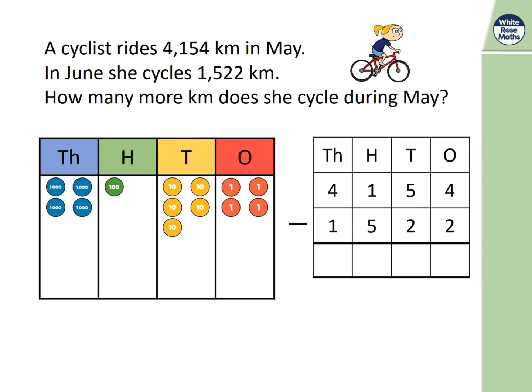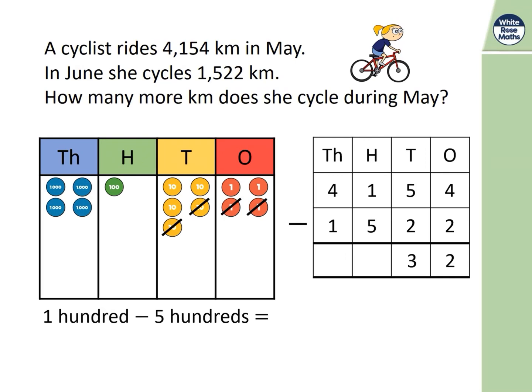So we're going to start with the ones. We're going to have 4 ones subtract 2 ones is equal to 2 ones. We're going to have 5 tens subtract 2 tens is equal to 3 tens. In our hundreds column we've got 100 subtract 500. Hang on, we haven't got 500s to subtract. 100 subtract 500. What can we do?